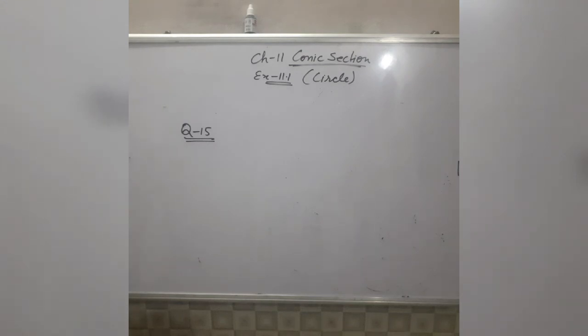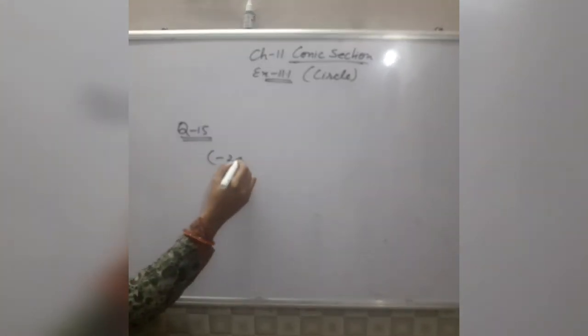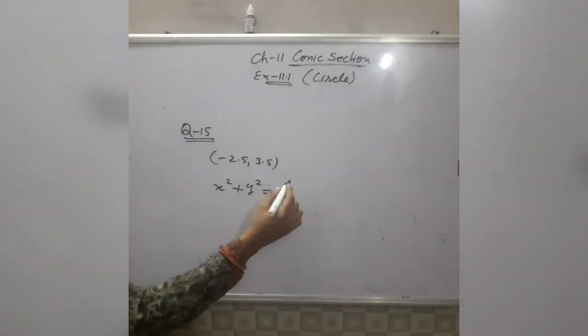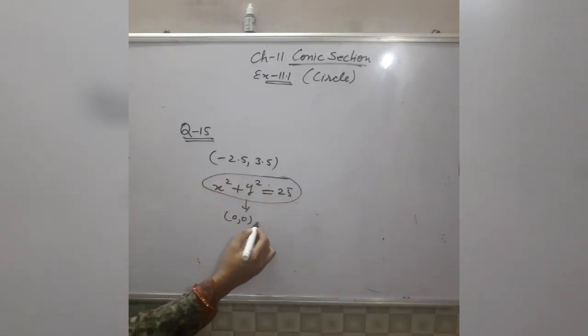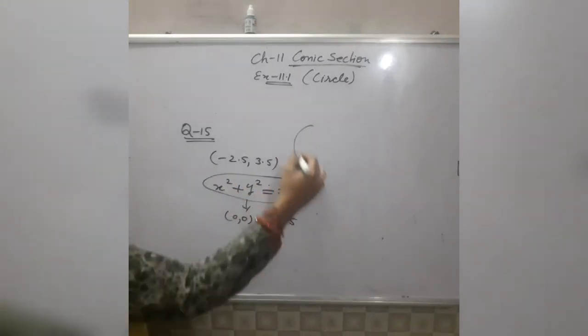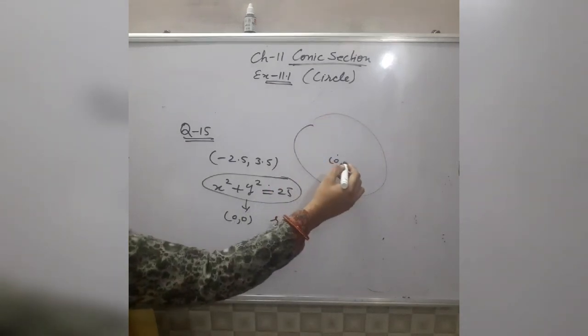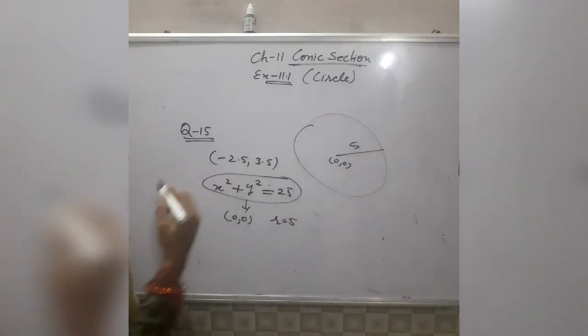A point is given to you, minus 2.5 comma 3.5, and the equation of the circle is given to you, x square plus y square is equal to 25. From this equation of the circle, the center will be 0 comma 0 and the radius is 5. Let us suppose this is the circle, center is 0 comma 0 and this radius is 5.